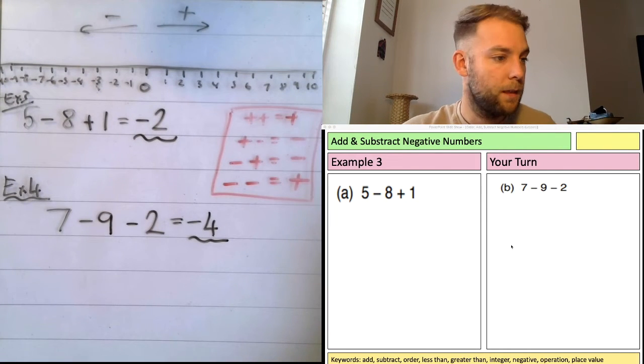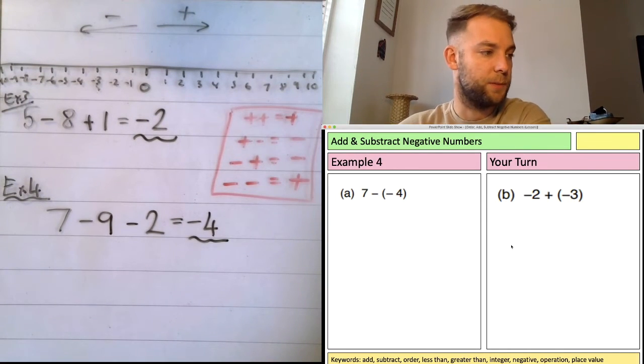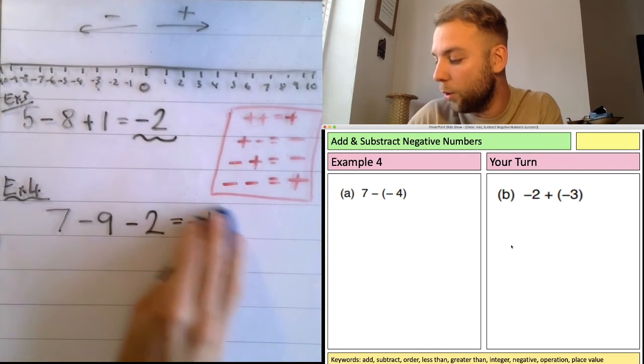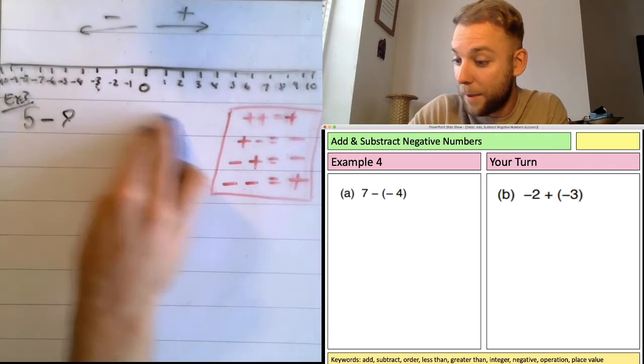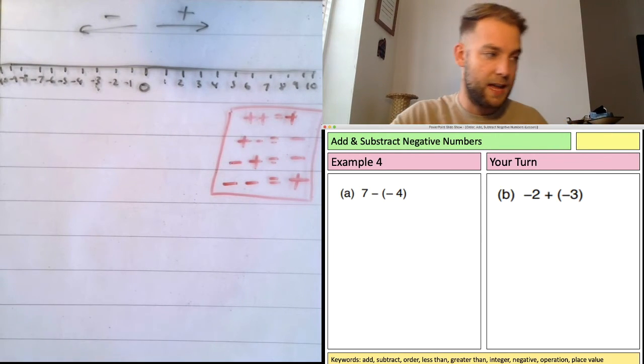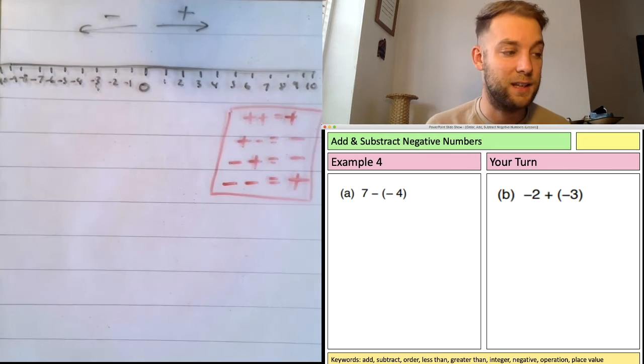So let's have a look at our next question. Our next question is stepping up a little bit, and these are ones that we'll probably see more of. I know these might seem quite basic right now, but we need to know all of these to get onto the harder ones, okay? And this is the basis of everything with negative numbers.